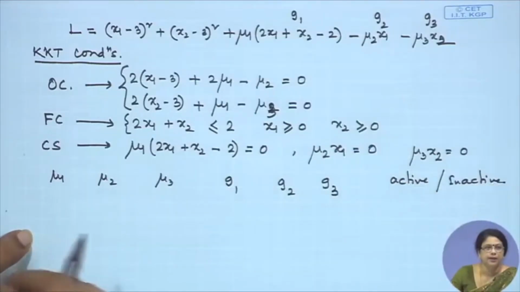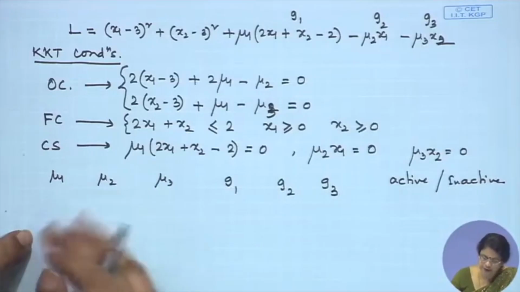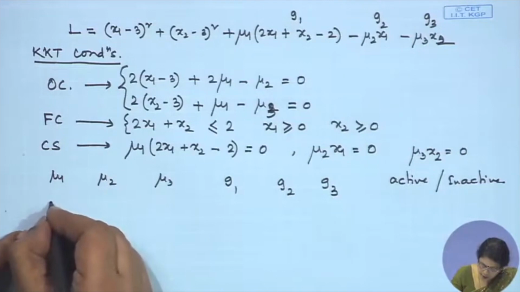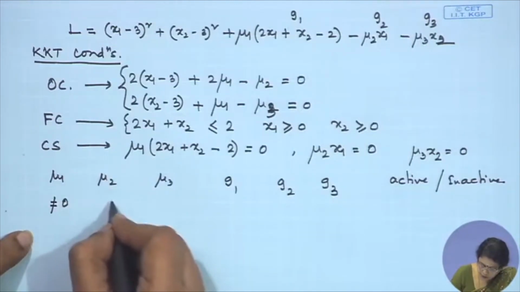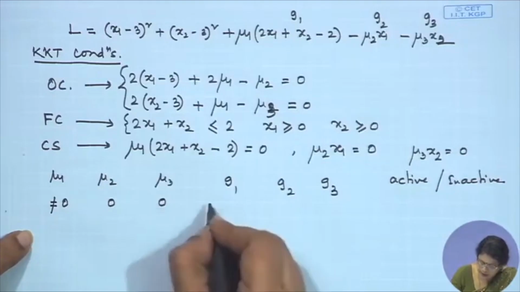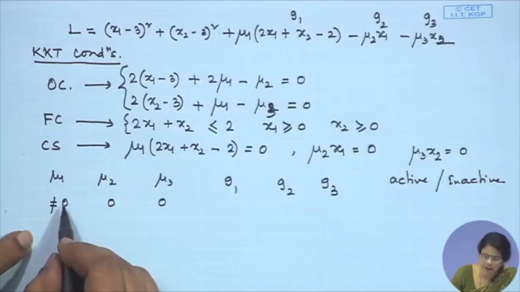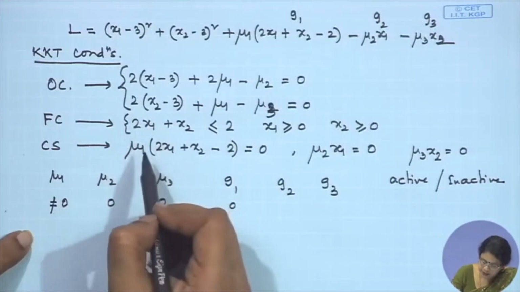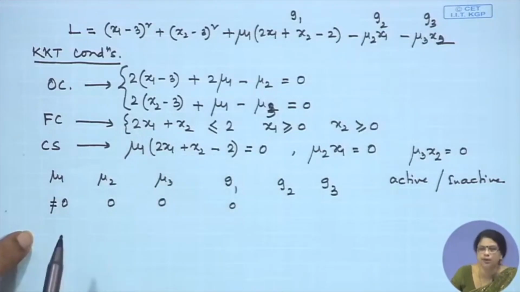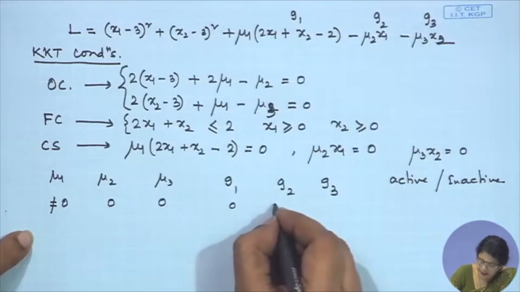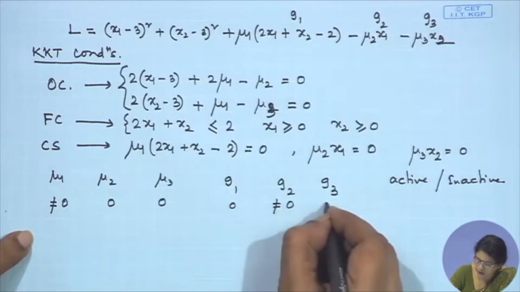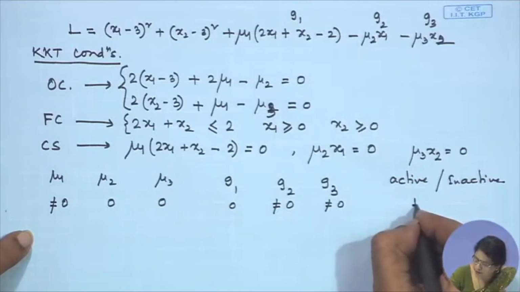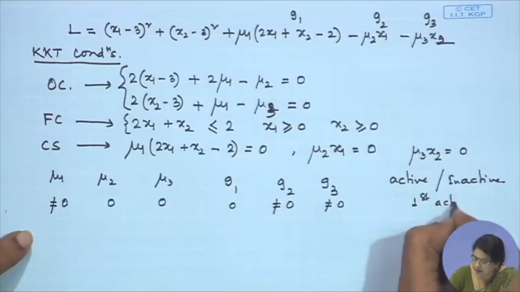Is it not? That is why if we consider first with mu1 not equal to 0, mu2 equal to 0, mu3 equal to 0. Then if mu1 not equal to 0, then certainly G1 must be equal to 0, because we are having the condition mu1 into G1 is equal to 0, and if mu2 is equal to 0, then G2 is not equal to 0, G3 is not equal to 0. Then what is the active constraint here? Only the first constraint is the active constraint.